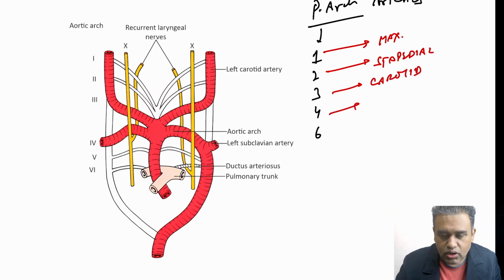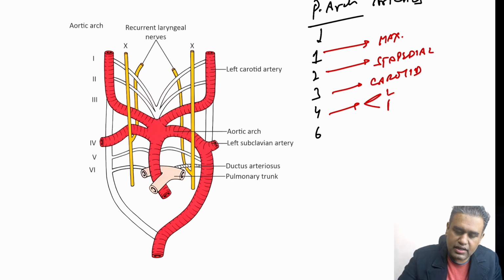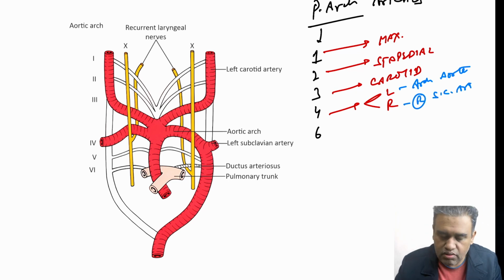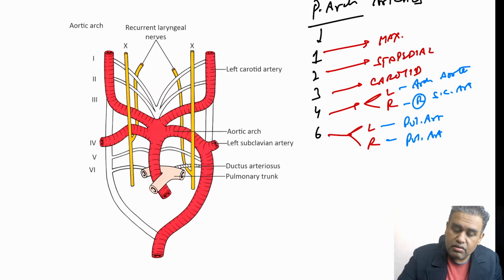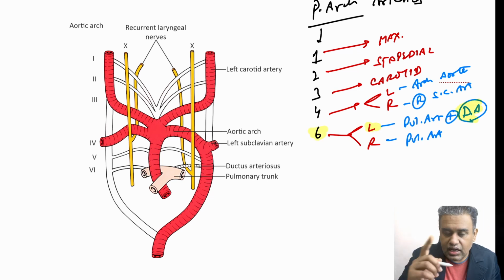Fourth arch, below carotids, we have different things on the left and right side. On the left side, we have a part of the arch of aorta. On the right side, we have part of the right subclavian artery, obviously. For the sixth arch, again, we have different things on the left and right. The common thing is both will have the pulmonary arteries, but on the left side we have an addition of what? The ductus arteriosus. Therefore, the ductus arteriosus comes from the left sixth pharyngeal arch artery.